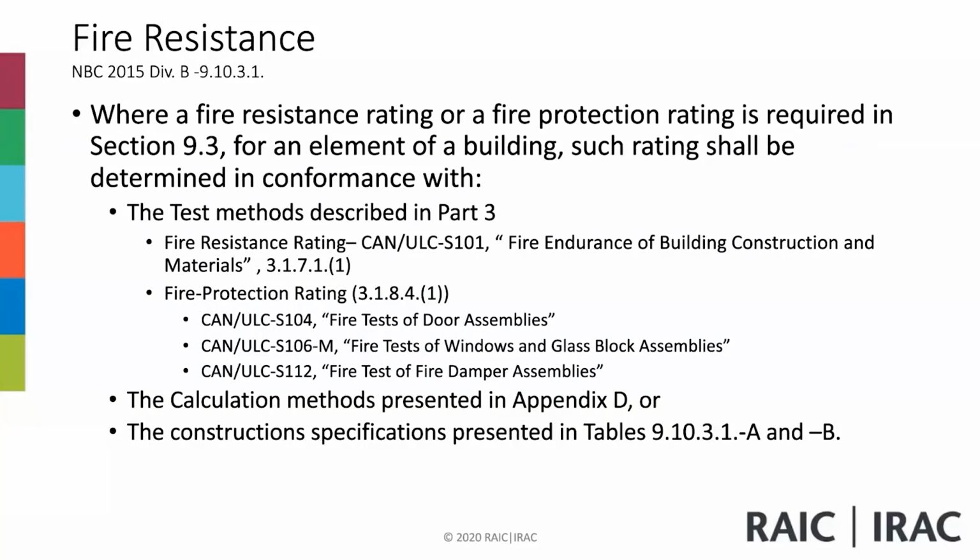9.10.3.1 states, where a fire resistance rating or fire protection rating is required in this section for an element of a building, such rating shall be determined in conformance with the test methods described in Part 3, the calculation methods presented in Appendix D, and the construction specifications presented in 9.10.3.1A and 9.10.3.1B. I've put for you some of the test methods in 3.1.8.4. If there are other test methods, you need to go back to 3.1.8.4 for their performance.